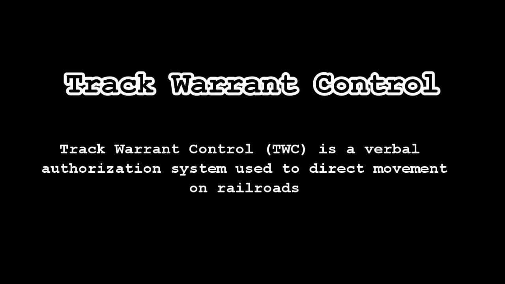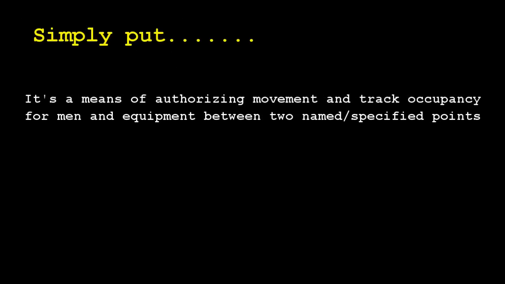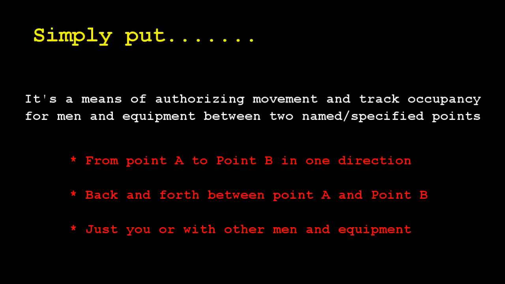So just what is track warrant control? You can look up the longer definition, but in short, it's a verbal authorization system used to direct movement. So what does it do? Well, there's a lot to it and we can't cover it all, but simply put, it's a means of authorizing movement and track occupancy between two points. It can be in one direction only from point A to point B or back and forth as desired. It may be just you or you and other men and equipment.